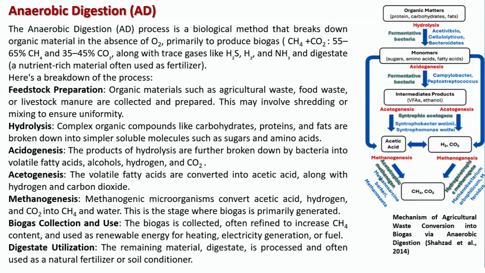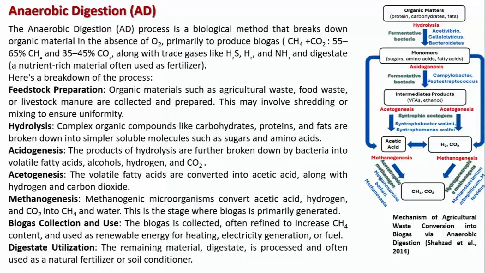And finally, as I was mentioning, apart from biogas, the other part is the digestate. The digestate is utilized as a fertilizer, and it has a very high fertilizing value, containing nitrogen, phosphorus, potassium, some micronutrients and traces of secondary nutrients as well. The remaining digestate is processed and often used as a natural fertilizer or soil conditioner, which can improve the physical and biochemical properties of soil. So this digestate has a huge capacity to improve soil physical, chemical, as well as, as I said, biological properties.